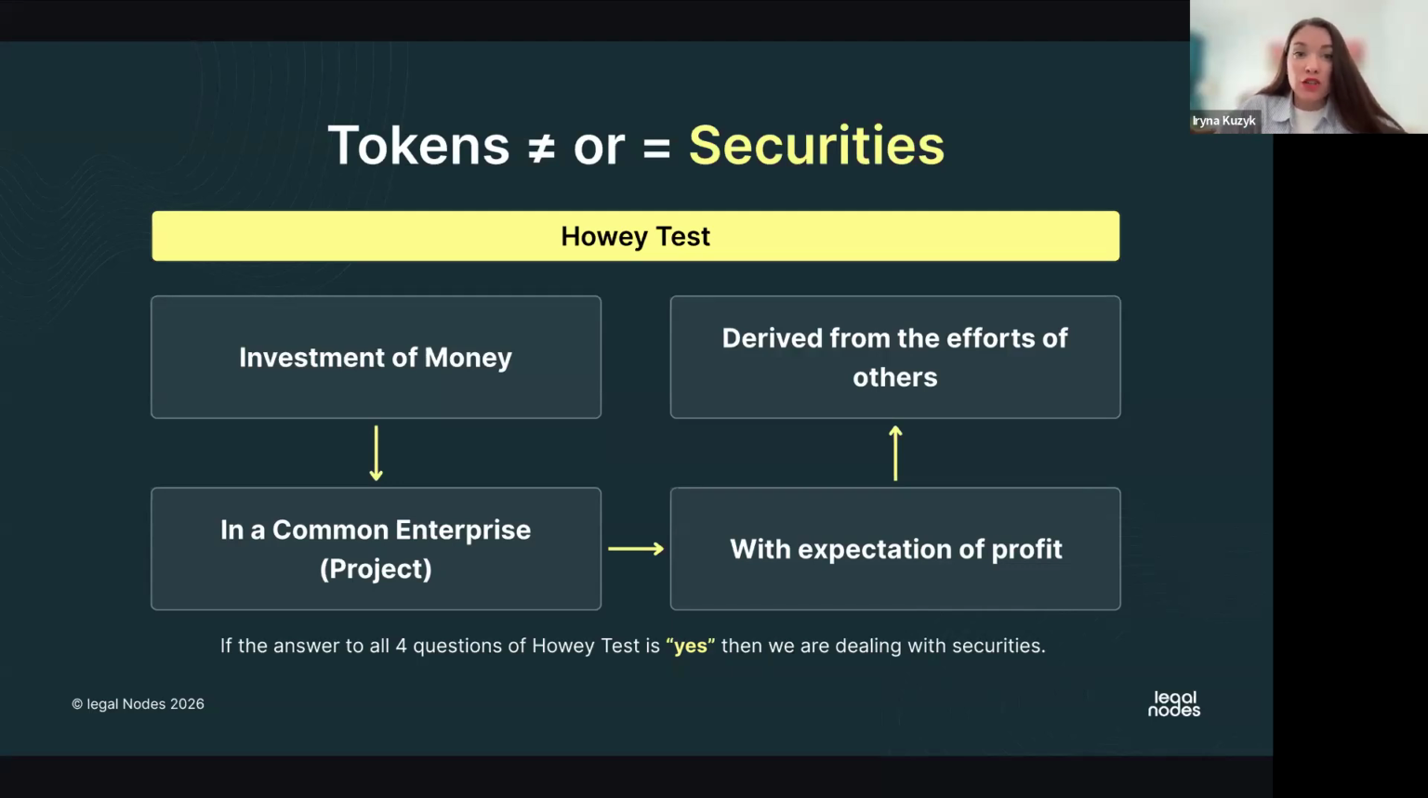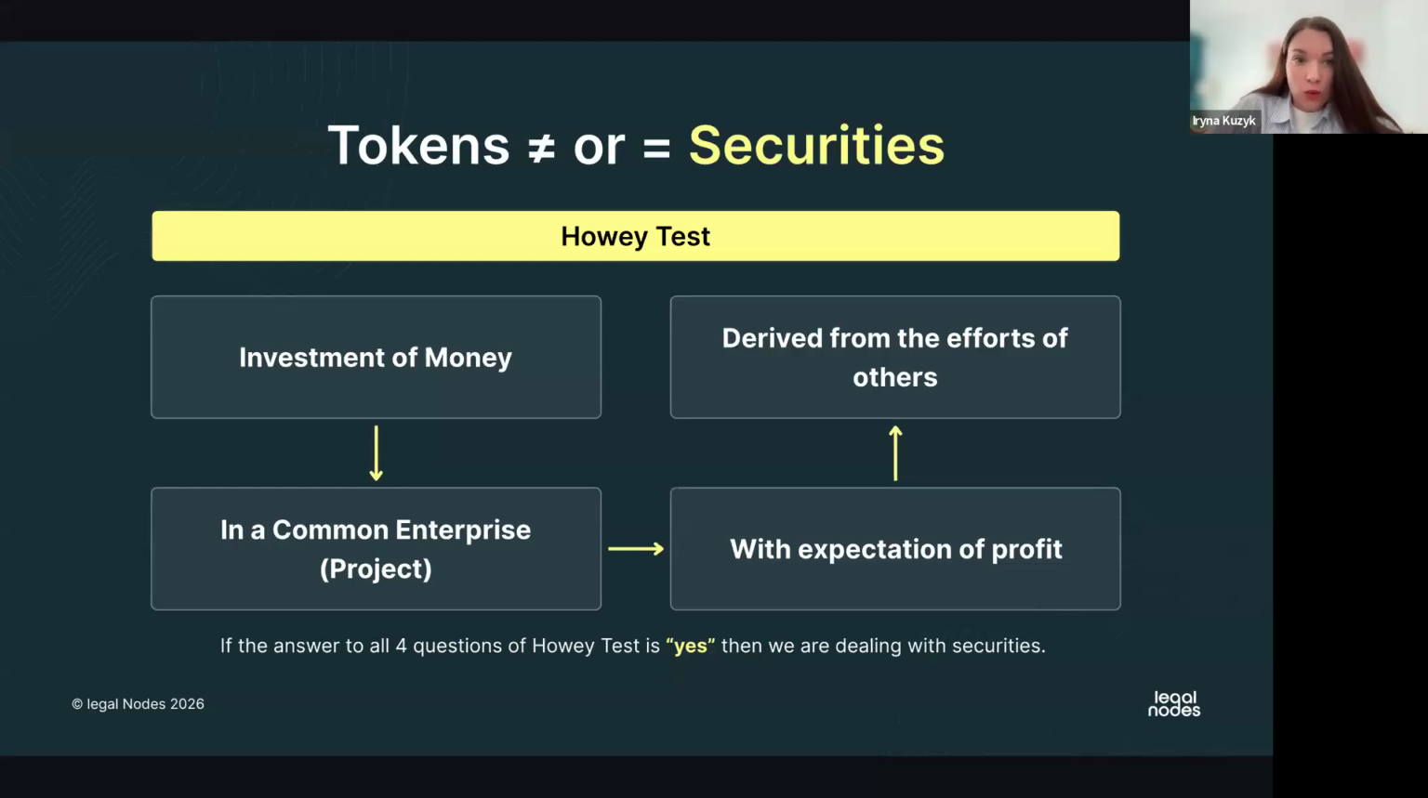In RWA tokenization, tokens structured as equity in the SPV, debt notes, fund units, profit participation certificates are almost always securities because they represent regulated financial rights. Putting them on blockchain does not change that classification.